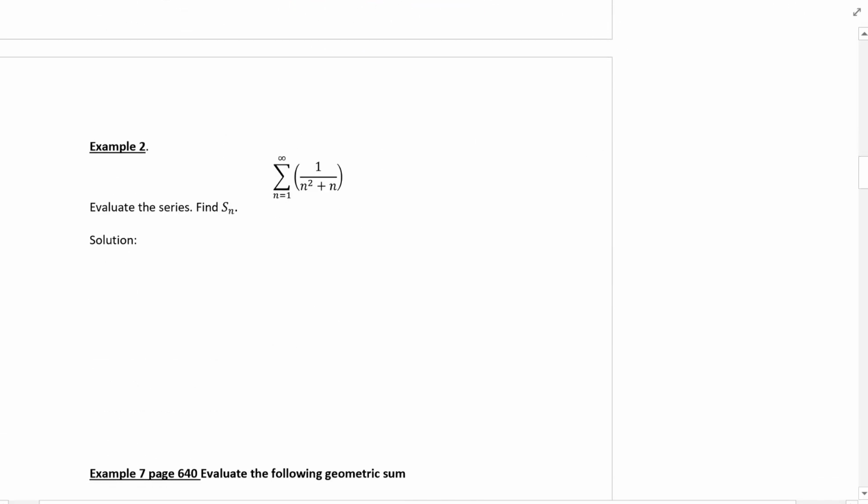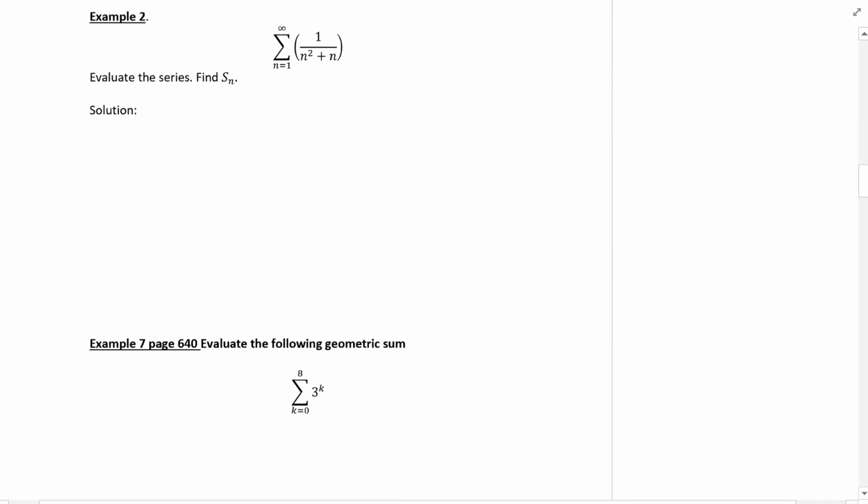Let's take a look at another problem. It says evaluate the series and find S sub n. So when we take a look at this one, if I give the value 1, I would get 1 over 2, plus if I give the value 2, I get 1 over 6, plus if I give the value of 3, I get 1 over 12, and so on.